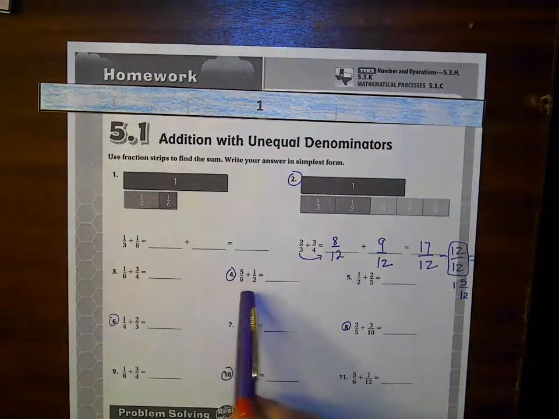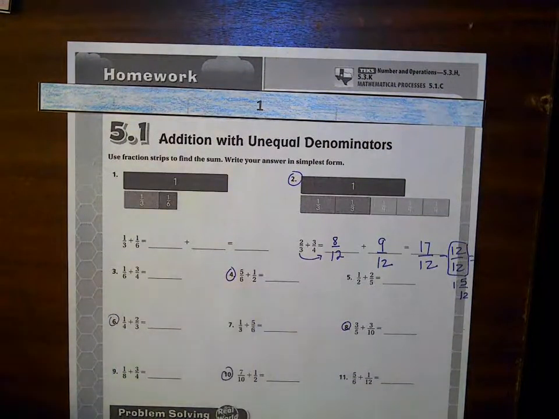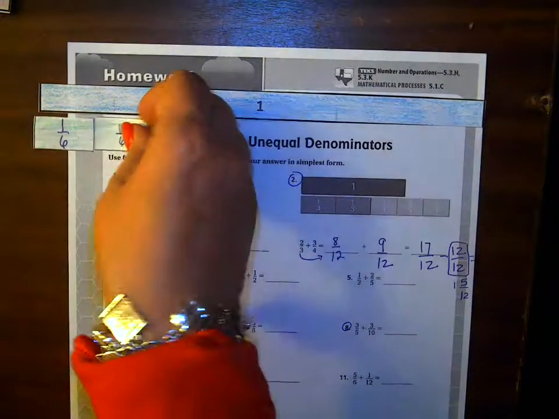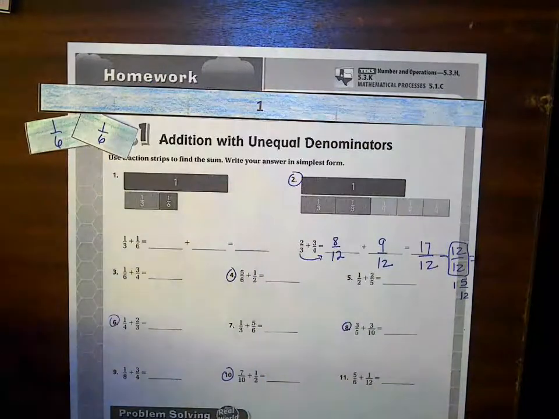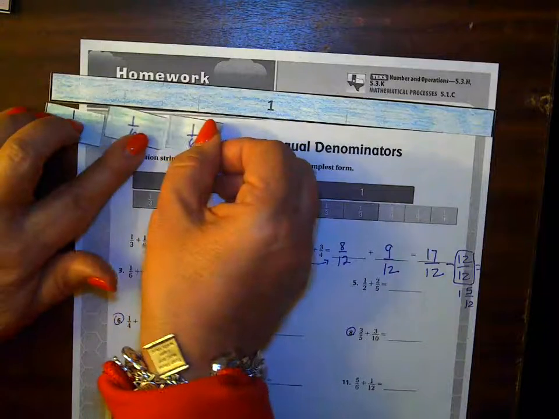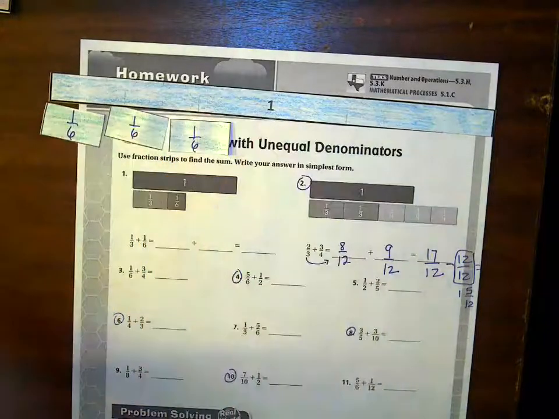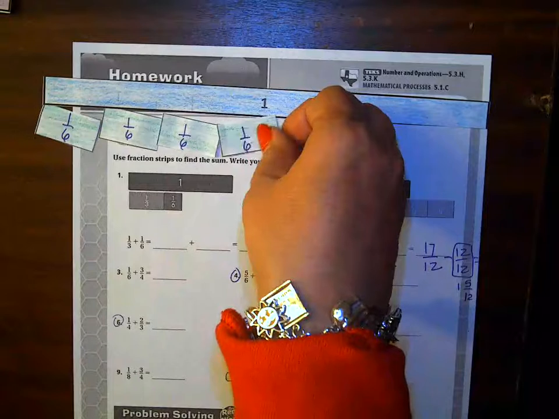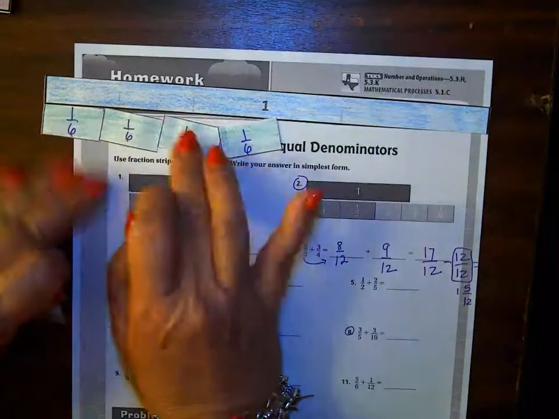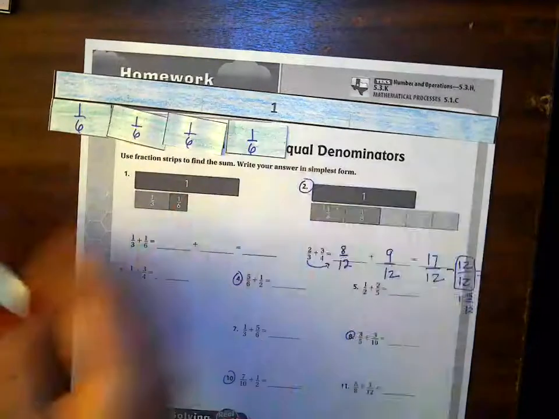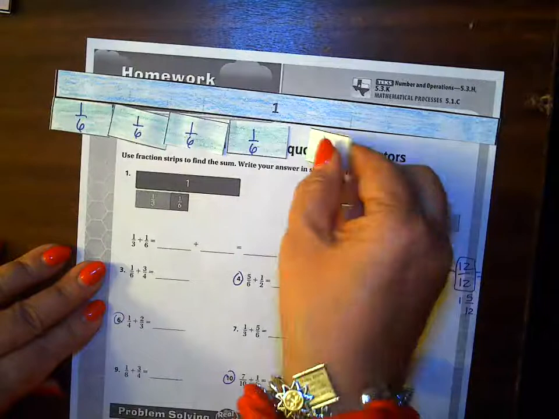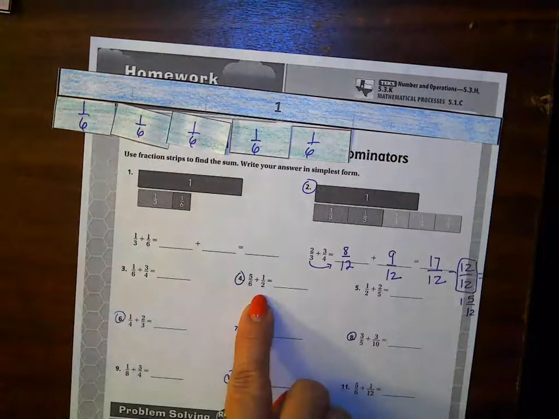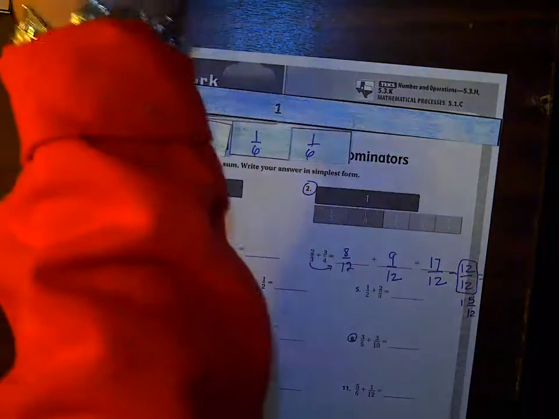Okay, now I need to look at the sixes, and I need to have 5 of them. So I'm going to count out 1 6, 2 6, 3 6, 4 6, 5 6. And then I need 1/2. So I'm going to get my 1/2 here.